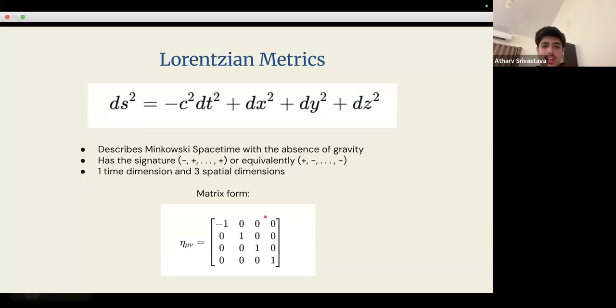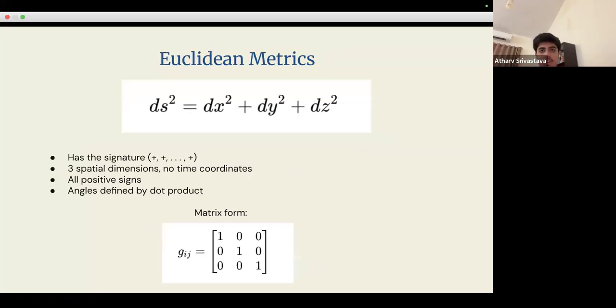As you can see over here, this is the tensor for the matrix form of this metric, and this has one time dimension and three spatial dimensions. On the other hand, Euclidean metrics have an all positive signature, with only spatial coordinates and all positive signs. You can determine the displacement and obviously the Pythagoras theorem, and the angles are defined by the dot product. This over here is the matrix form, which you can use to represent it for succinctness and to know the symmetry.